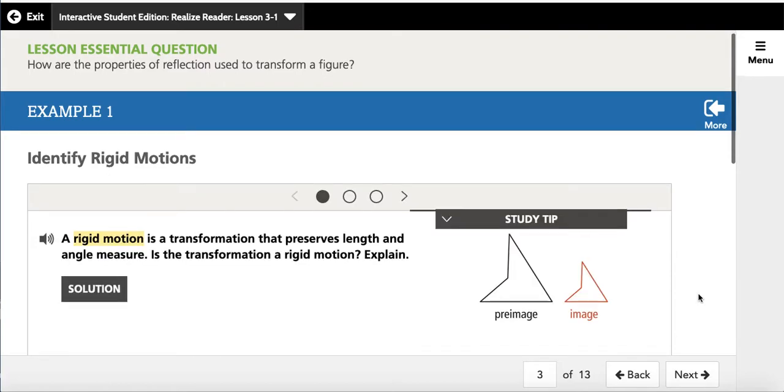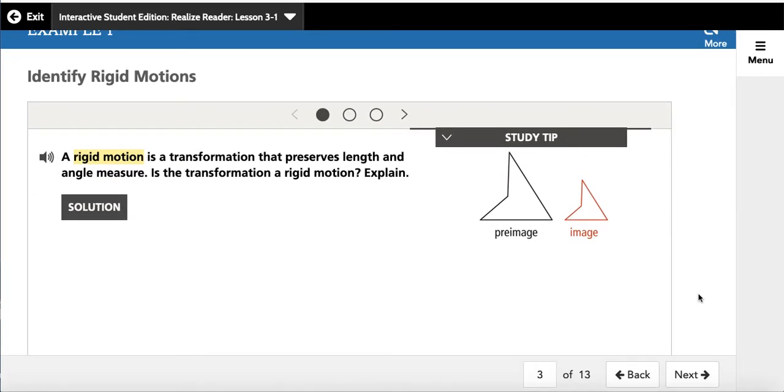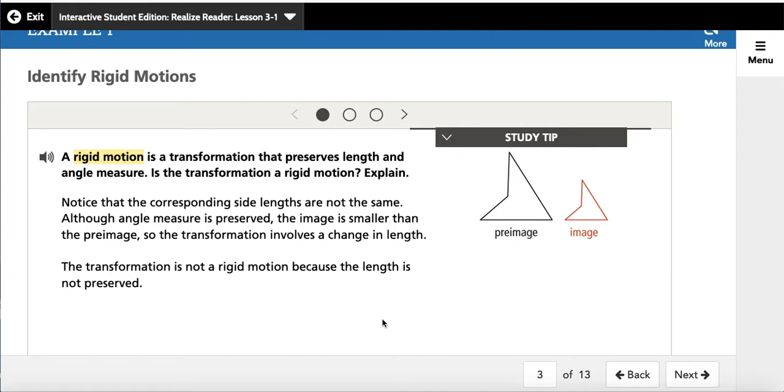Identifying rigid motions. A rigid motion is a transformation that preserves the length and the angle measure. Is the transformation a rigid motion? Explain. We can see those two objects, the pre-image and the image, have the same shape. The angles are the same, but the lengths are different. And because the lengths are different, it's not a rigid motion. The transformation is not a rigid motion because the length is not preserved. So you need the lengths and the angles to be preserved.